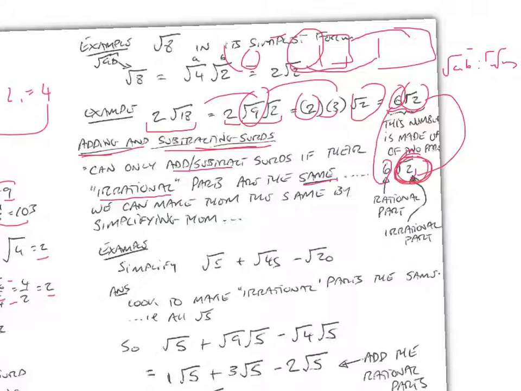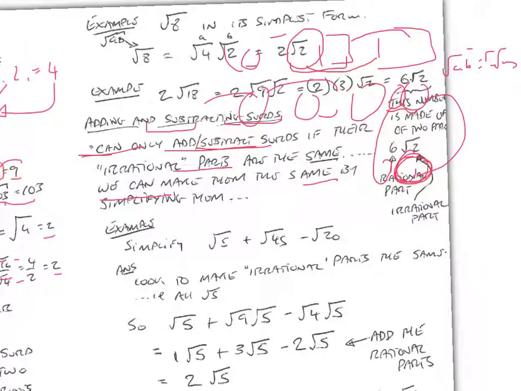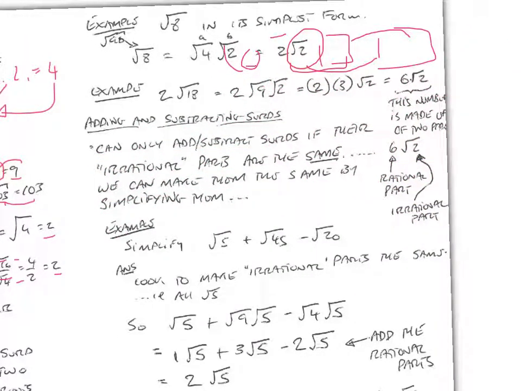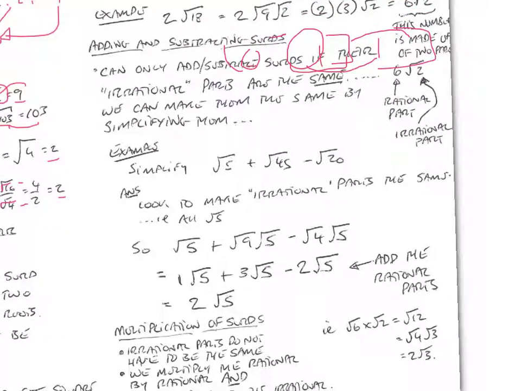We make them the same by simplifying them. Okay? So here's an example. Simplify root 5 plus the square root of 45 minus the root of 20. So I'm looking for some number that goes into the three of these.